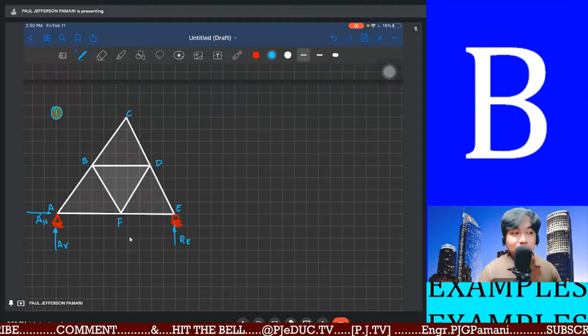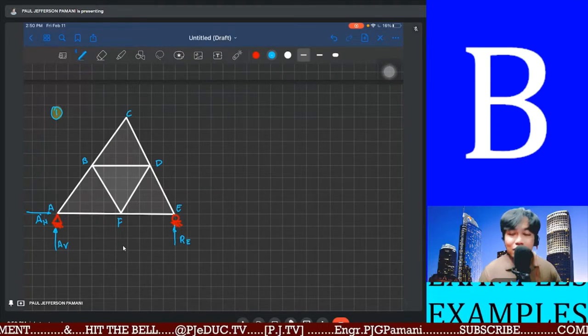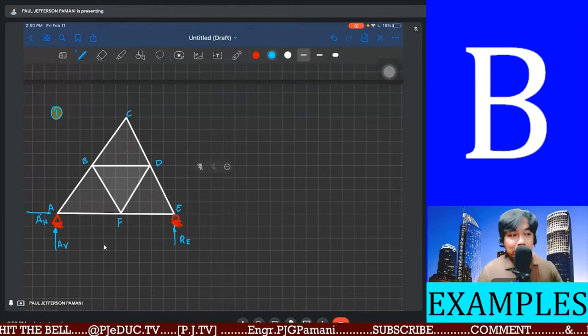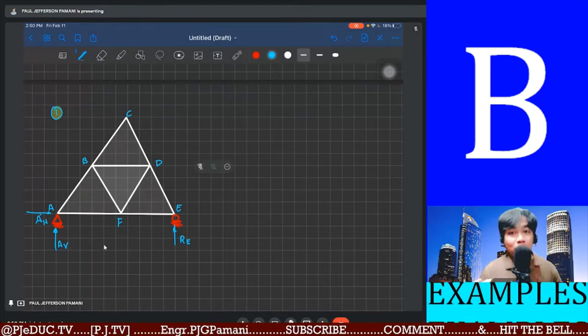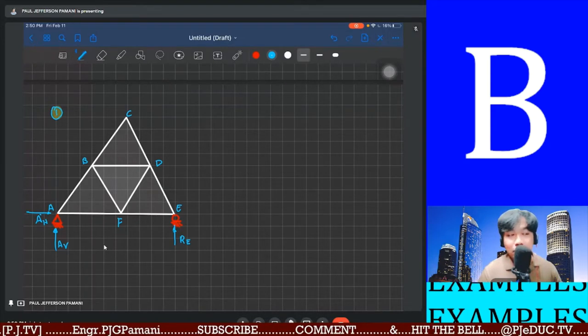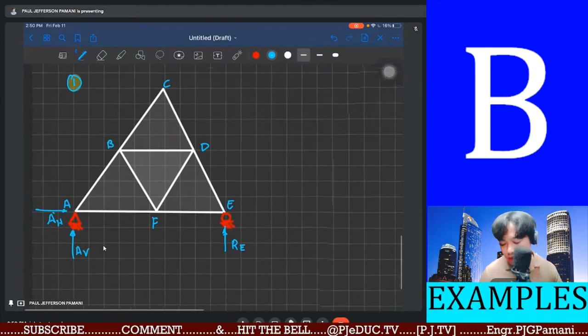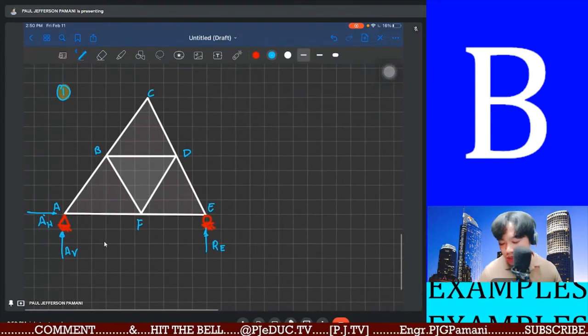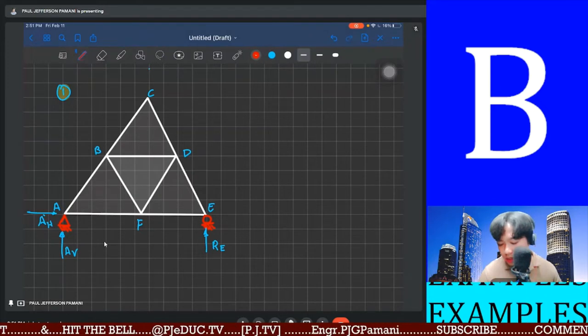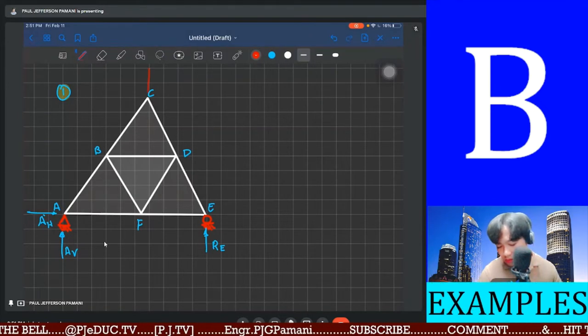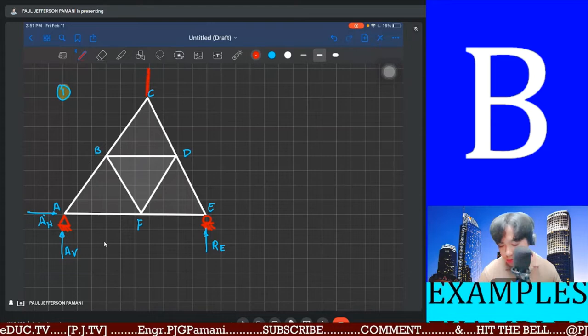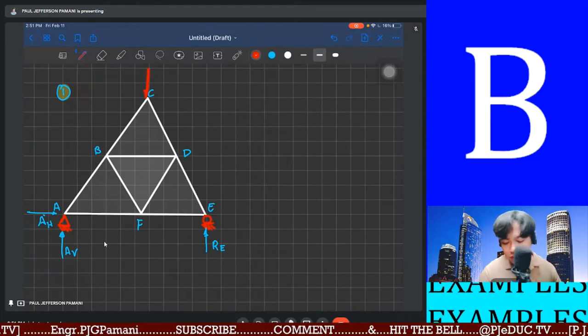For the sake of example, wala ka naman makikitang dead load na upward, di ba? Maliban na lang kung yan ay wind load of uplift force. For aircraft engineering naman na po yun, kung magka-consider tayo ng uplift force. Pero with that, downward C, lagay tayo ng dead load daw. Okay. Anong value?